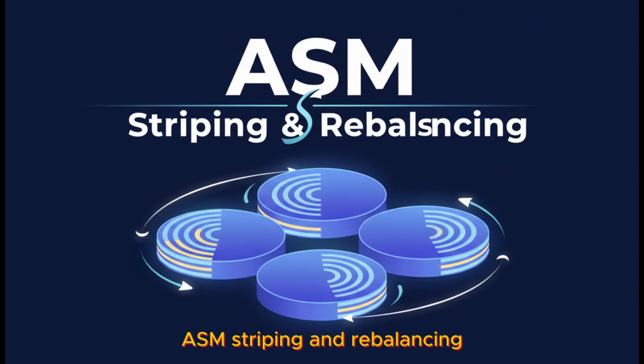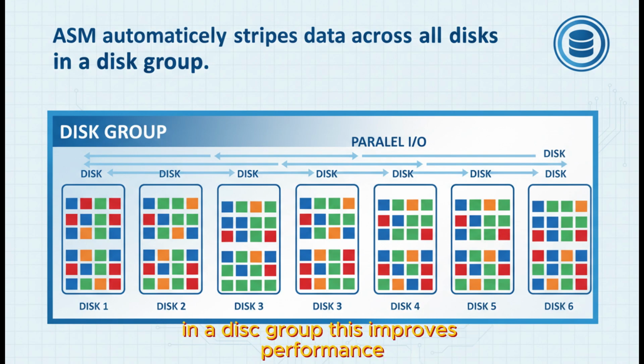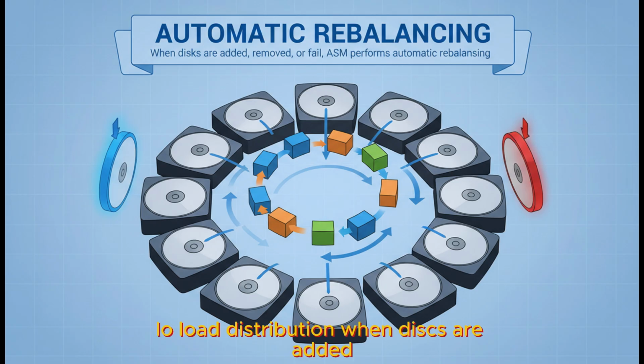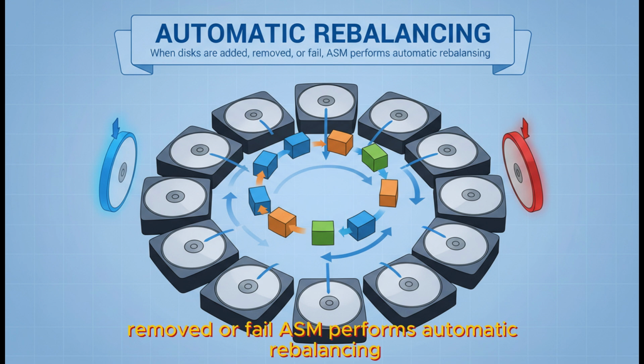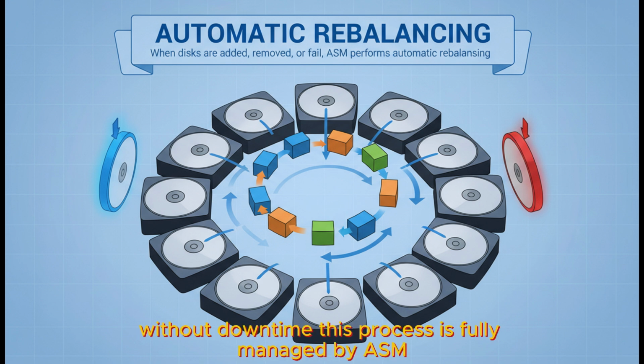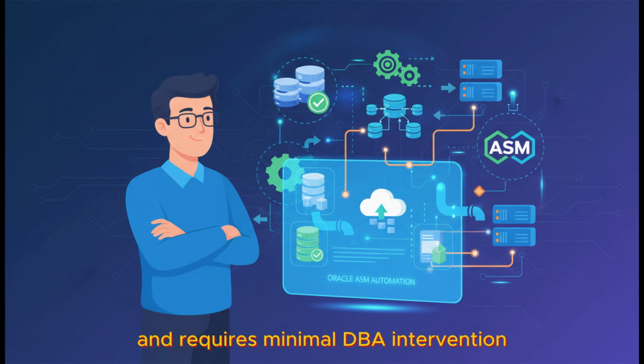ASM striping and rebalancing. ASM automatically stripes data across all disks in a disk group. This improves performance through parallel read and write operations and I/O load distribution. When disks are added, removed, or fail, ASM performs automatic rebalancing. Data is redistributed evenly across the remaining disks, without downtime. This process is fully managed by ASM background processes and requires minimal DBA intervention.